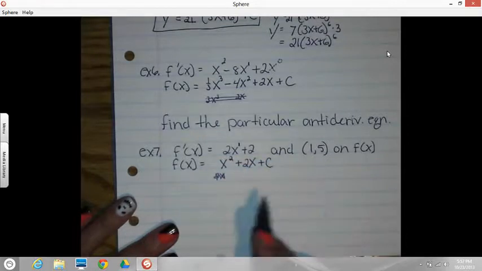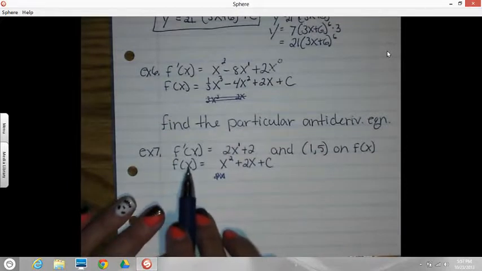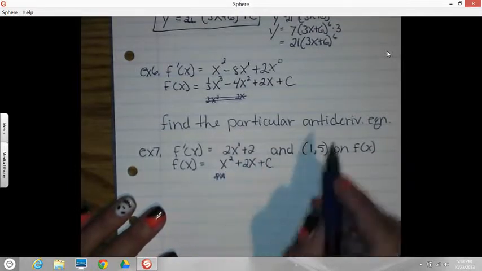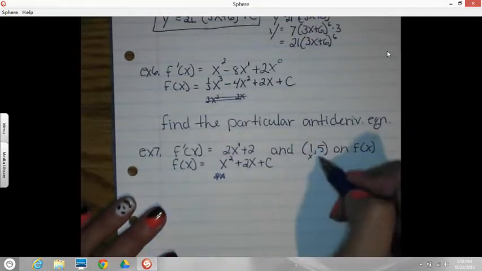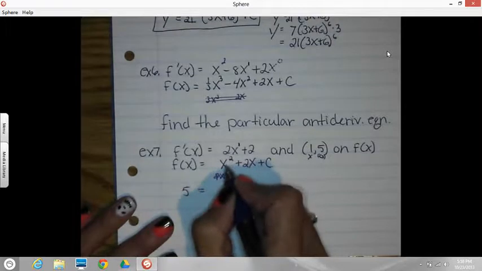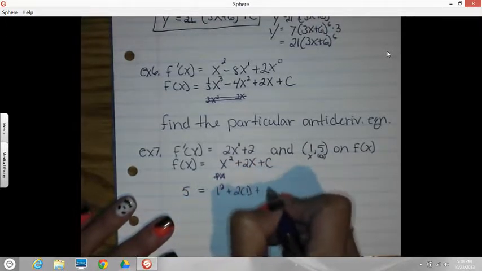Equation. Now because they tell me that this point is on f of x, I can figure out what c is. Because in place of the x's, I can put the 1. In place of the f of x, which is a y value, I can put the 5. So now I can say 5 is equal to 1 squared plus 2 times 1 plus c.